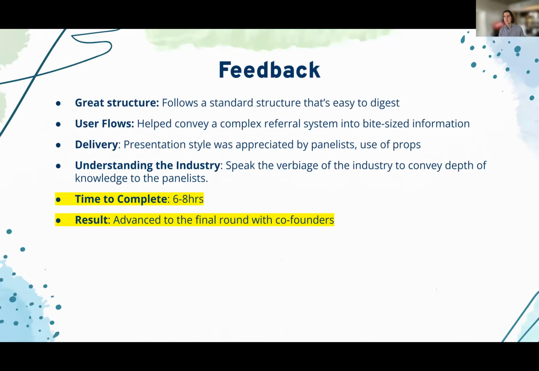So in this case, feedback overall, it was a great structure. The user flows were very good and clear. And it also showed that I understood the industry, even though that's not my main expertise. So I took some time to learn about the insurance space, and then I could speak on it in a 30-minute talk. It took me roughly 6 to 8 hours to complete, and then I moved on to a final call with the co-founders of the company. Unfortunately, I didn't make it past that round, but the case study got me to that round, so it definitely was positive.